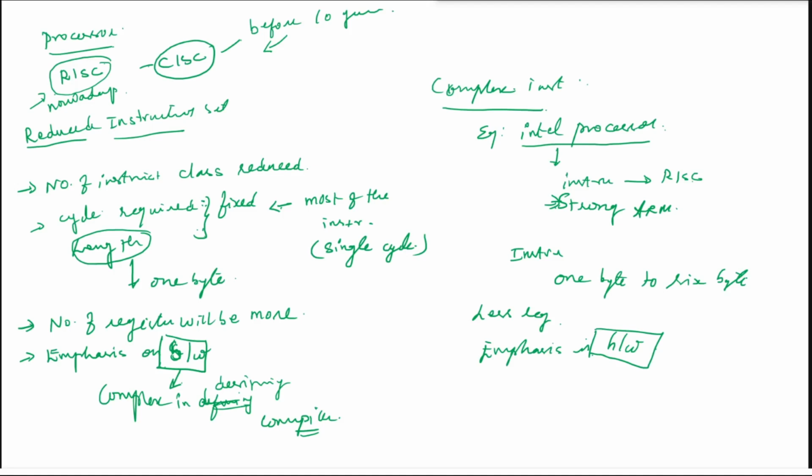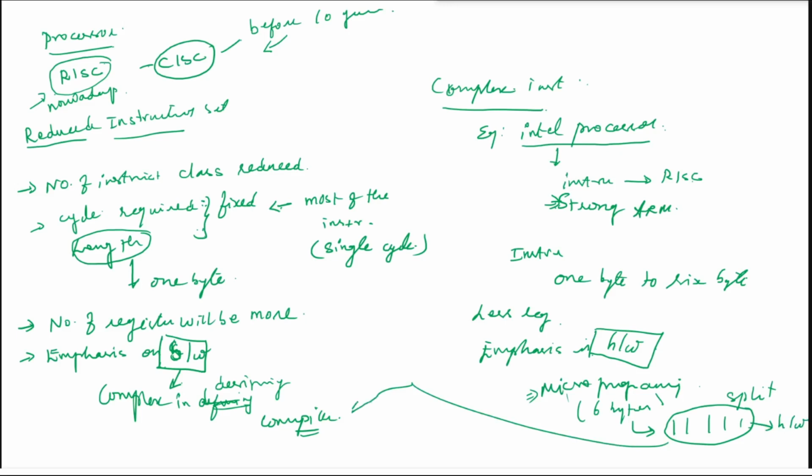But here, the hardware part. Hardware is taking all the responsibility, because here there is something called microprogramming. The CISC-based machine will take an instruction of, say, 6 bytes, and it will split it up and accordingly execute it. All those things are carried out in the hardware. But in case of software, this 6 bytes has to be handled by the compiler itself. That's what I'm saying.